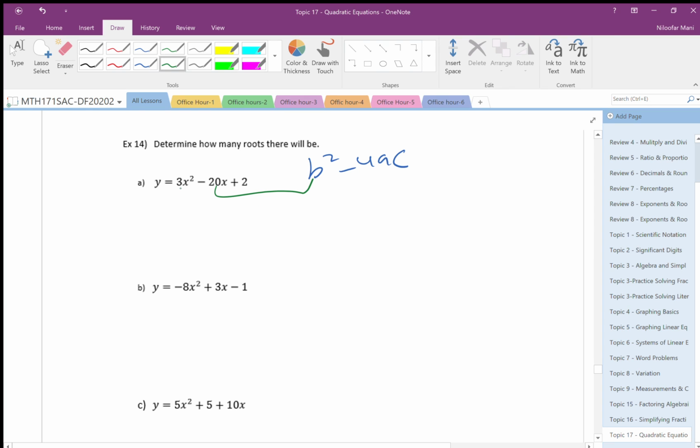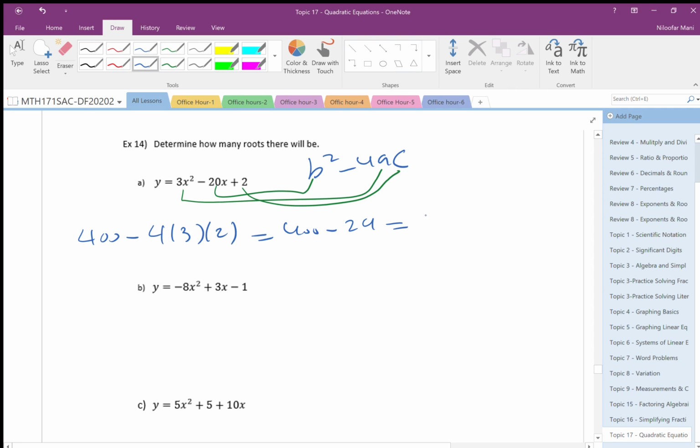B, A, C. Okay, B. So it's 400 minus 4 multiplied by 3 multiplied by 2, which is 400 minus 24, which is 376. That's positive, so I have two answers. Two roots. I can say two roots.